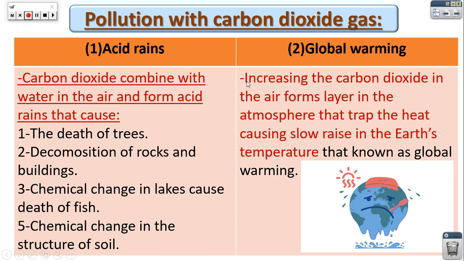So one more time, in our atmosphere the extra heat that the earth doesn't need is reflected to the space. But the existence of carbon dioxide due to the burning of fossil fuel in a huge amount in the atmosphere makes a layer. This layer traps the extra heat and doesn't let it come out from the earth. So the extra heat stays inside the earth, making the temperature of the earth increase. The increasing of the temperature of the earth is known as global warming.